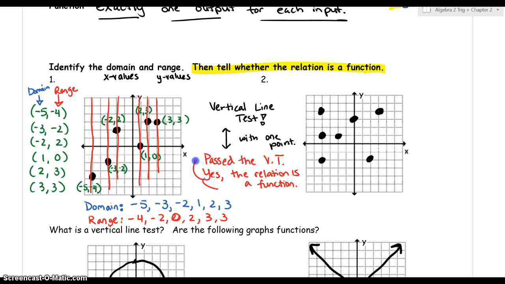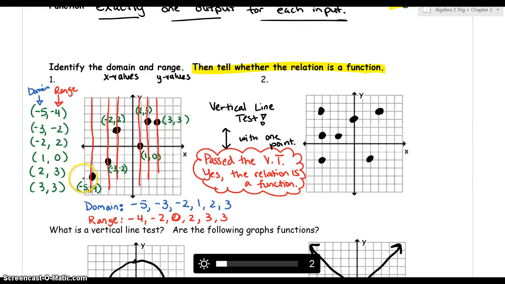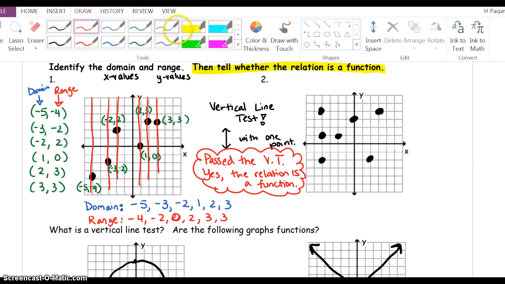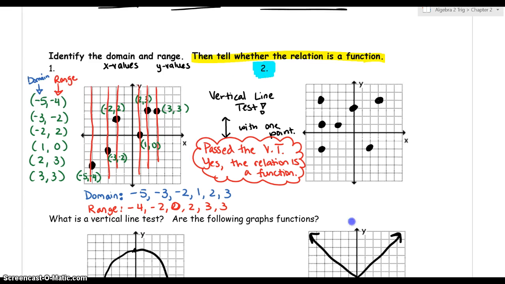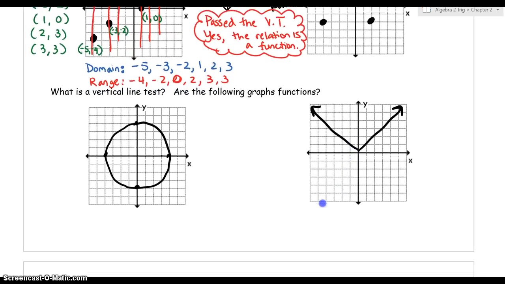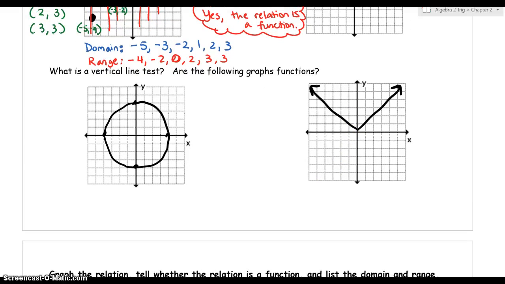If I did not pass it, my answer would be no, it's not a function. But I passed it because every vertical line that I drew has only one point on it. All right, we're going to actually solve example number 2 in class. So leave that alone. I want to make sure I go over it one more time with you tomorrow. Let's go further and talk about this vertical line test a little bit more.